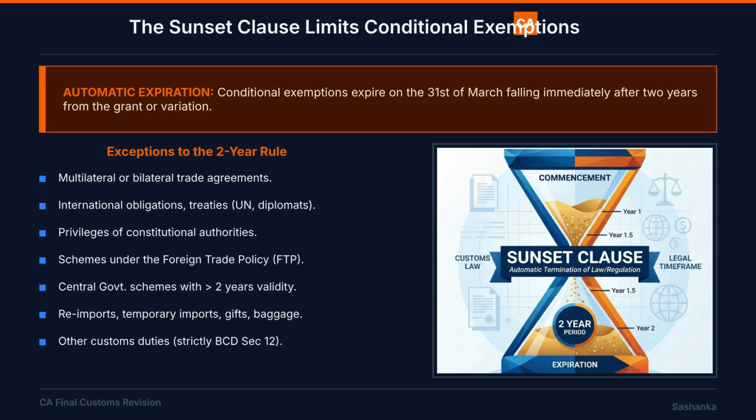The sunset clause is an important safeguard applicable to conditional exemptions. It ensures that such exemptions do not continue indefinitely without review. Under this rule, a conditional exemption automatically expires on the 31st of March, falling immediately after 2 years from the date it was granted or modified, unless specifically extended or withdrawn earlier. However, several exceptions exist. The clause does not apply to trade agreements, international treaties, diplomatic privileges, foreign trade policy schemes, long-term government schemes, re-imports, temporary imports, gifts, baggage, and certain other customs duties. Questions on these exceptions are common in examinations.